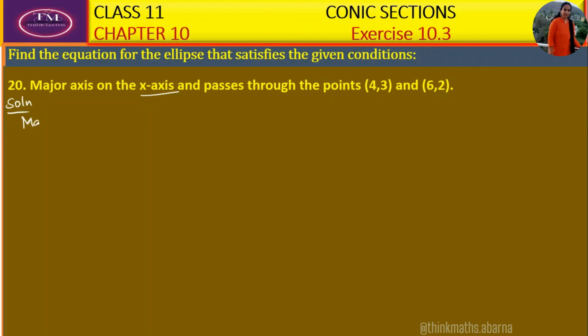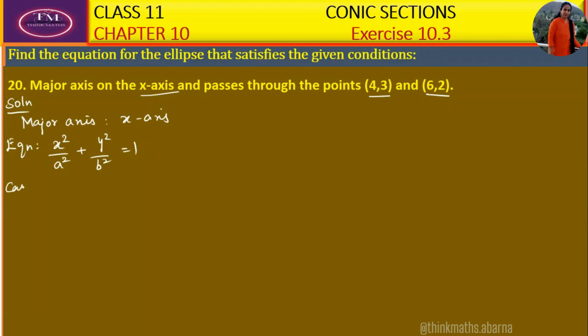So what is given? Major axis is x-axis. So if the major axis is x-axis, what will be the equation? It is x square by a square plus y square by b square equal to 1. This is the equation. Now here it passes through 2 points. So we have to substitute the value of x and y in this equation.